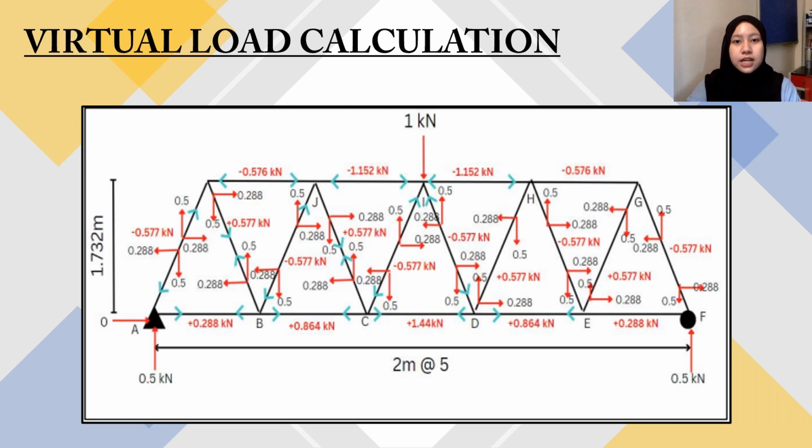Okay, let me show the calculation of virtual load for our truss bridge. First step is to calculate the virtual load, which is we have to apply a 1 kN load at the joint of the desired displacement, and in this case we apply it on joint I. After that, we calculate the reaction of the external support, which we found at pin support A, the vertical reaction is 0.5 kN and the horizontal reaction is 0 kN, while at roller support at joint F, we found the vertical reaction is 0.5 kN.